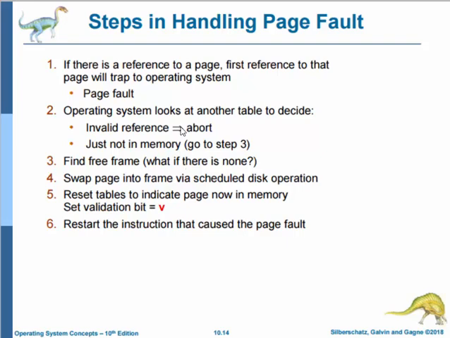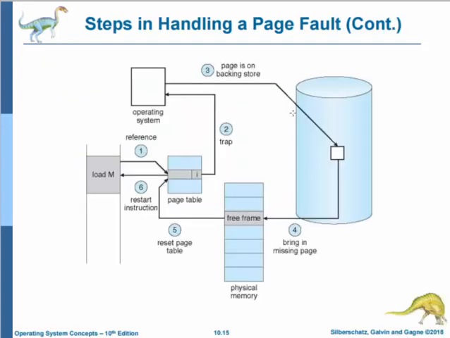So that is going to be the number 3. I think there is an illustration here. This is the illustration. Okay. So number 1, again, we check an internal table. We check from the table for the process to determine whether the reference was valid or invalid.